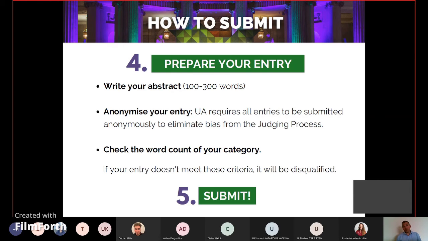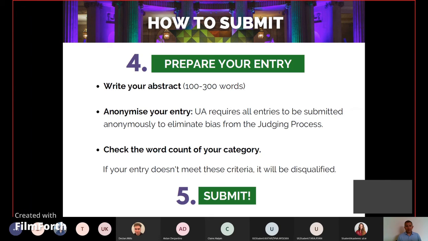The next thing that's really important is to anonymize your entry. We have a system online where you can submit the paper and anonymize all of your details. Then our judges don't know where you're from, what university you're from, who your supervisor is. But you need to make sure you don't have your name in it, or the name of your university. In the thank yous, don't mention who your mum and dad and your supervisor are. Just delete all that sort of information.